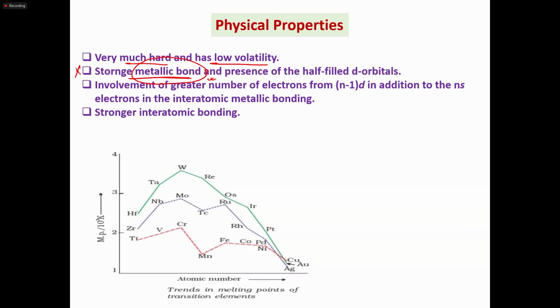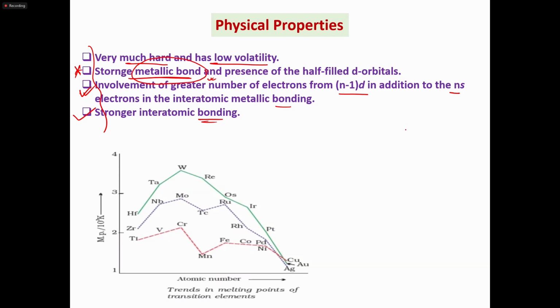Another point is the involvement of a greater number of electrons from the (n-1)d in addition to the ns electrons in the interatomic metallic bonds, and this gives stronger interatomic bonding. So these are some important physical properties for the d orbital elements. First of all, I will talk about this point. It's a very important thing: the involvement of a greater number of electrons from (n-1)d in addition to the ns.